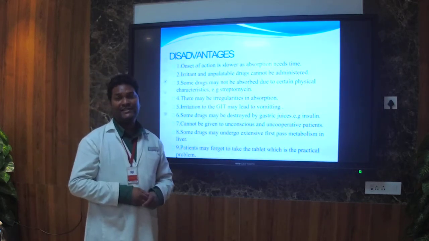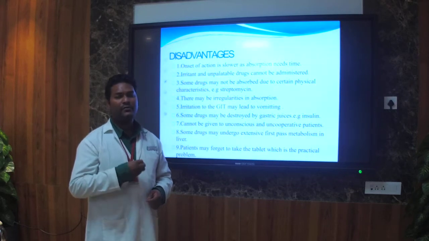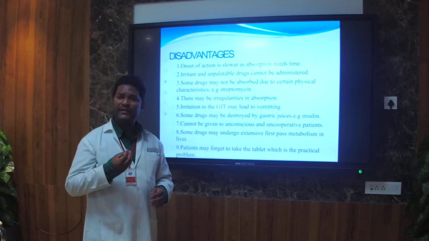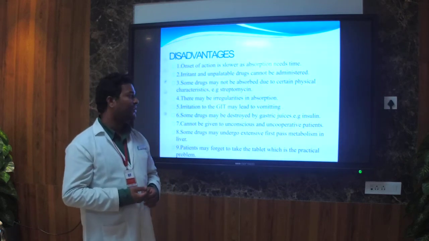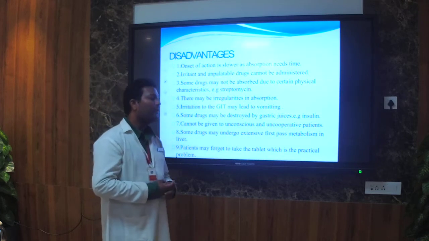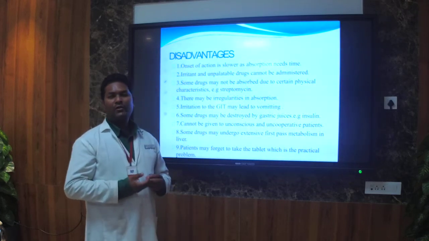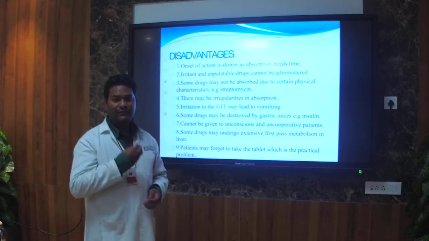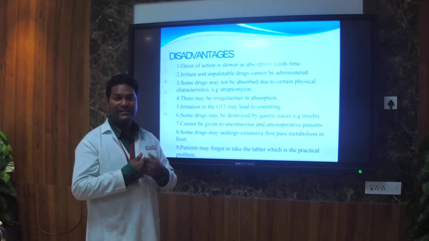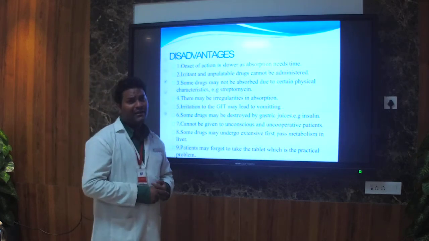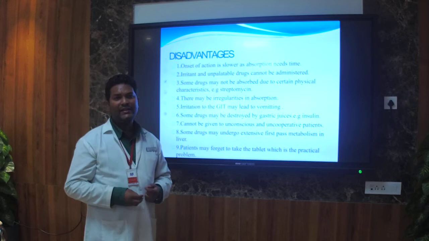So insulin, if it is given in oral form, it is not absorbed and is of no use because it gets destroyed. Then it cannot be given to an unconscious or uncooperative patient. Unconscious patients do not have the gag reflex, so if you give a tablet, they would not ingest it. And uncooperative patients would just not take the medicine.